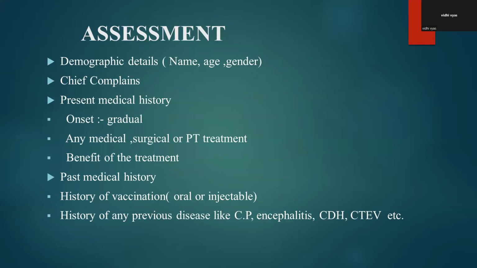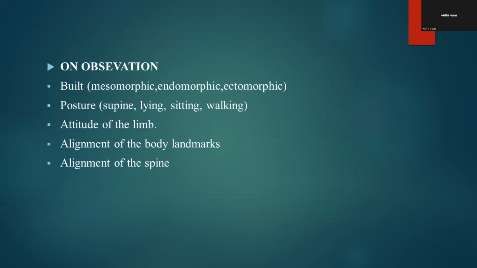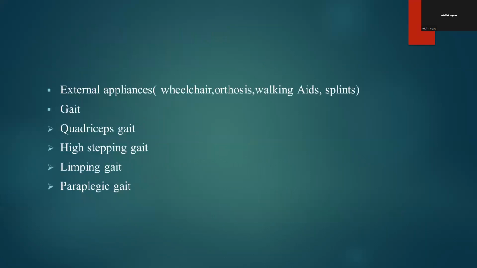Assessment. Demographic details: name, age, gender, chief complaint, present medical history, onset gradual, any medical, surgical or PT treatment, benefits of the treatment, past medical history, history of vaccination, oral or injectable, history of any previous disease like TB, encephalitis, CDH, CTEV, etc. On observation: build, mesomorphic, endomorphic, ectomorphic, posture, spine, line, sitting, walking, attitude of the limb, alignment of the body landmarks, alignment of the spine, external appliances, wheelchair, orthosis, walking gait, spleen gait, quadriceps gait, high stepping gait, limping gait, and paraplegic gait.